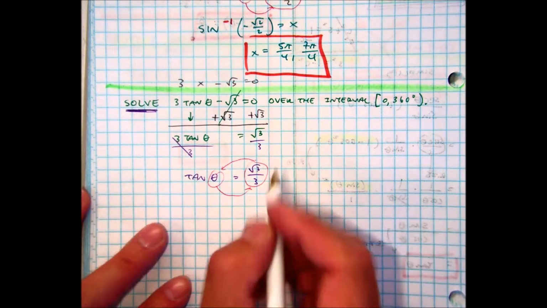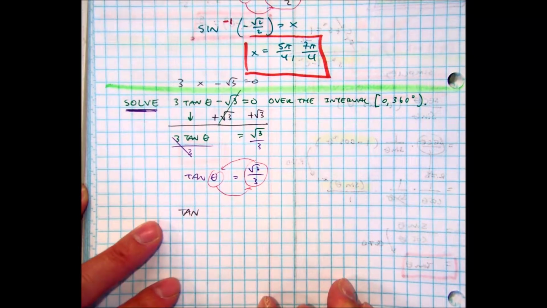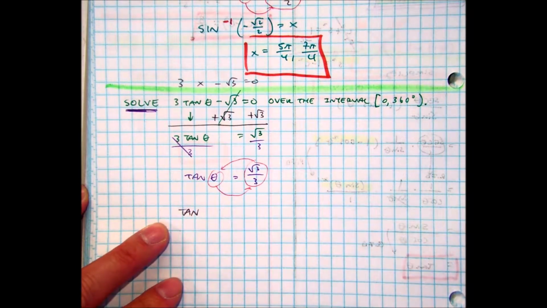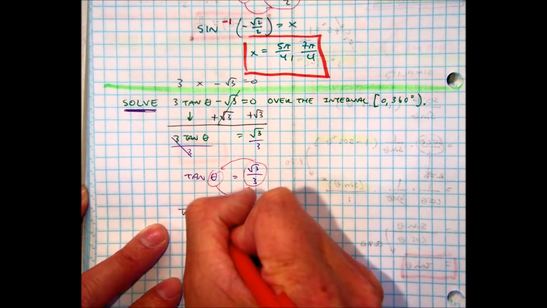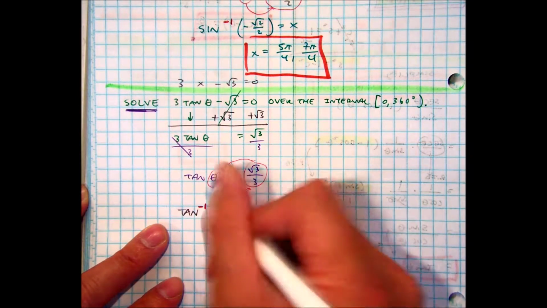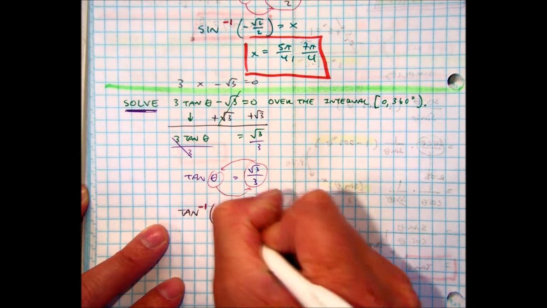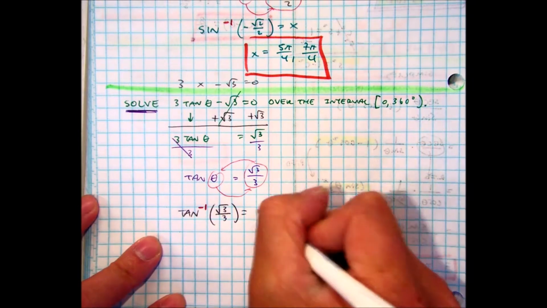Alright, tell me what's right. Tan inverse. Put that in red because that's what our arrows show. We're taking the inverse. We're switching our x and y values of what? Radical 3 over 3 equals theta.